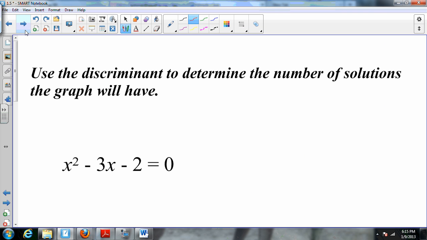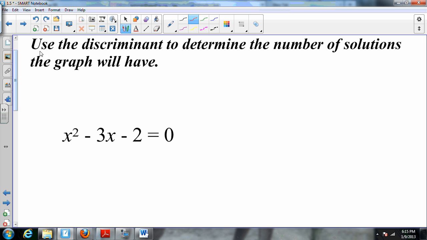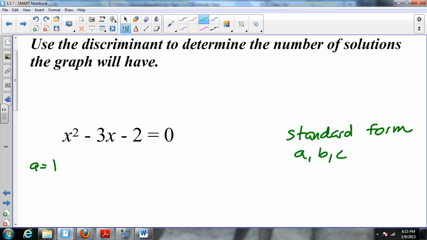Let's use the discriminant to determine the number of solutions the graph will have. We have x squared minus 3x minus 2 equals 0. It's already in standard form. Now let's list out our a, b, and c. A is 1, b is negative 3, c is negative 2. Plug them in to our formula.